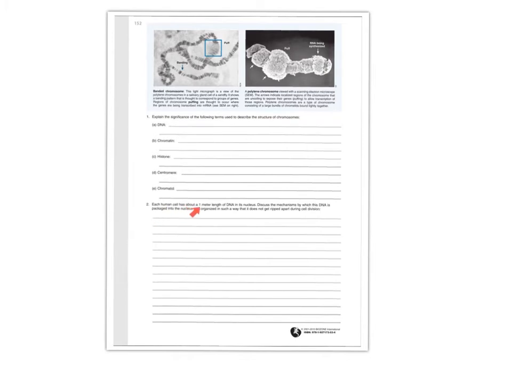Each human cell has about 1 meter length of DNA in the nucleus. Discuss the mechanism by which DNA is packaged into the nucleus and organized in such a way that it does not get ripped apart during cell division.